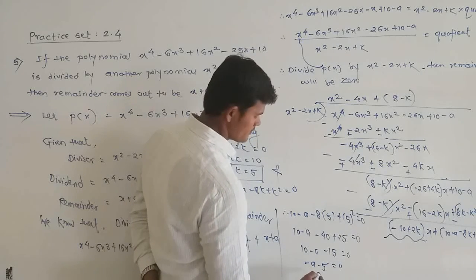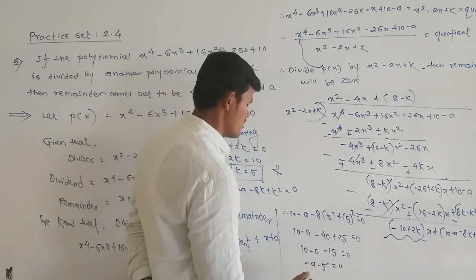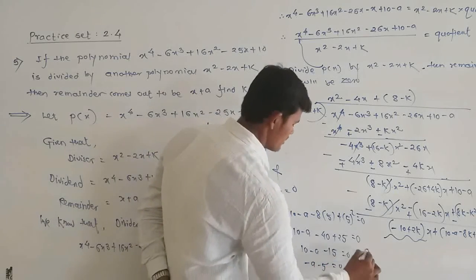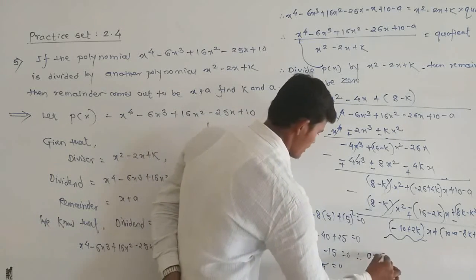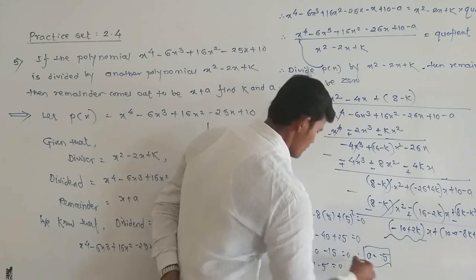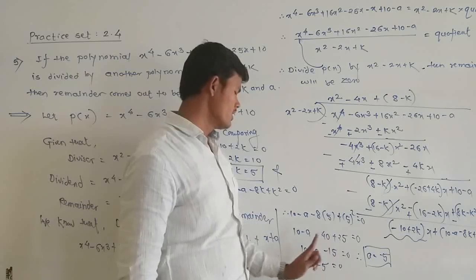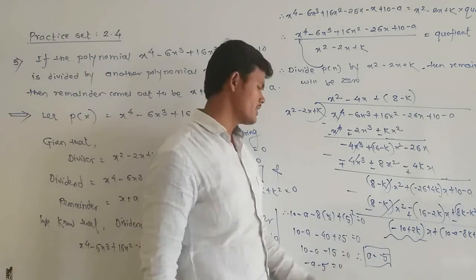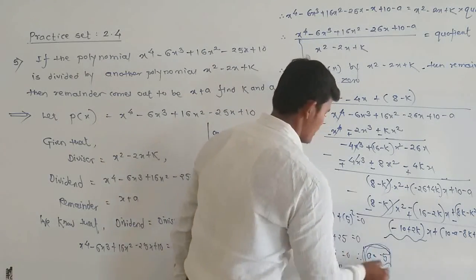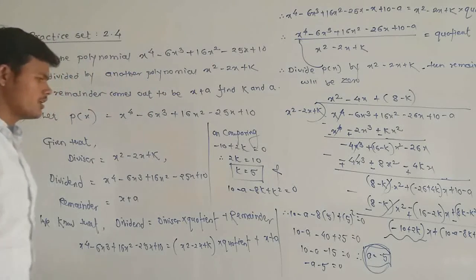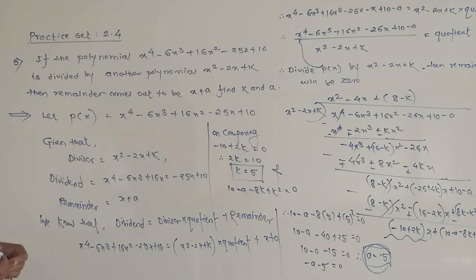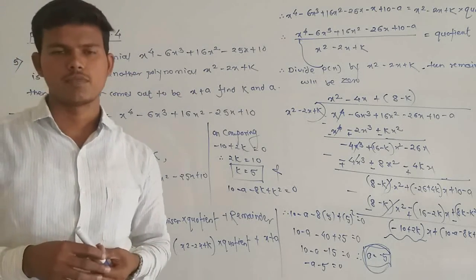So finally we get the value of a, because this minus 5 goes to the opposite side, so we get minus a is equal to 5. This minus sign goes to the opposite side, that is finally we get value of a as minus 5. So the value of k is 5 and value of a is minus 5.